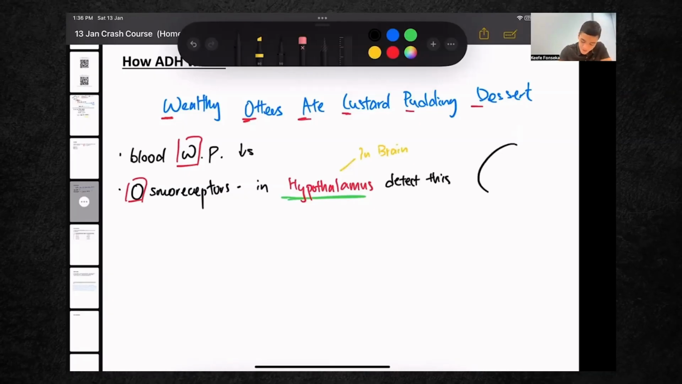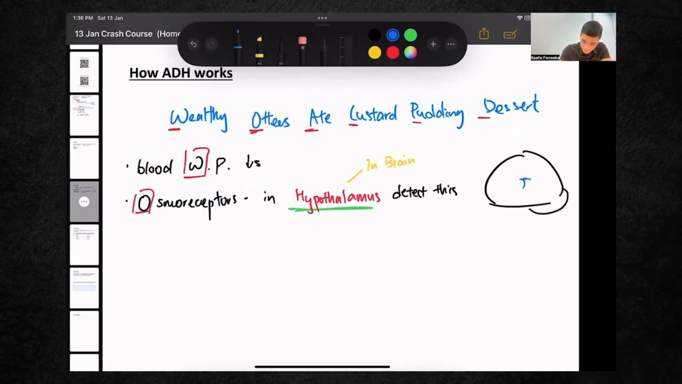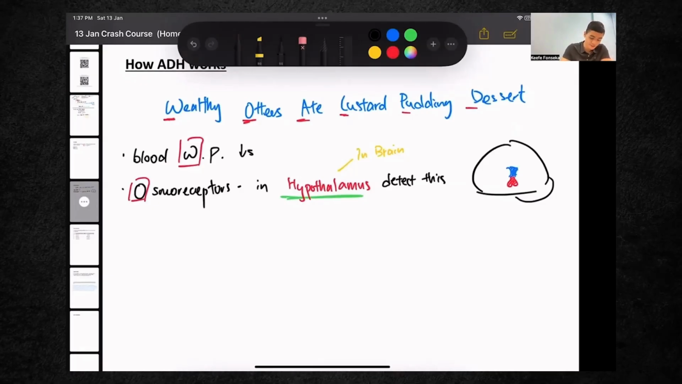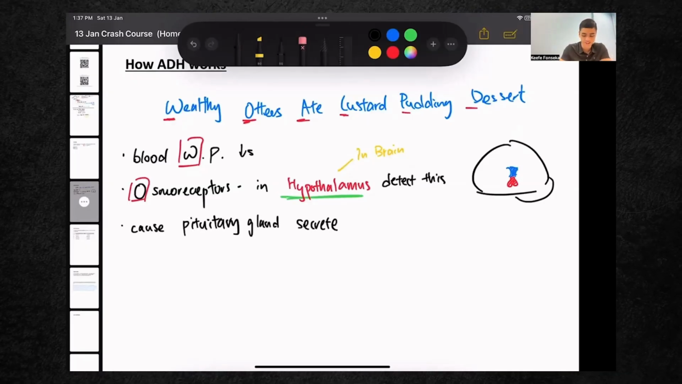So I'll try and draw a brain here, and then this blue little part's hypothalamus. And underneath is, what's this gland underneath? Yes, very good. Okay, y'all have remembered what y'all studied. So next point is, hypothalamus will then cause the pituitary, look at the spelling, a lot of people spell wrong, pituitary gland to secrete. Okay, so you all guess more or less ADH.